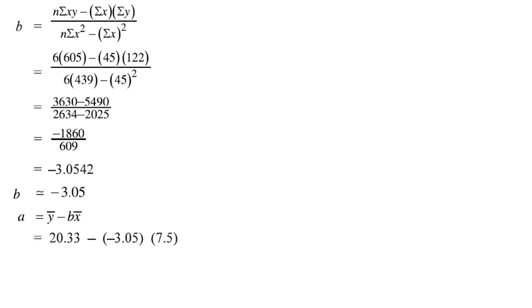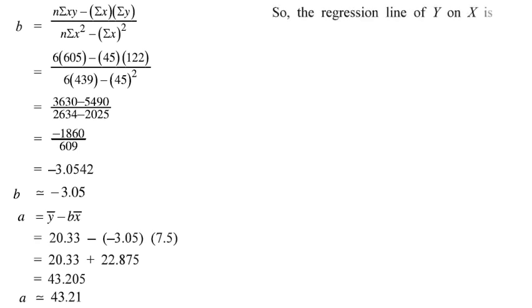Now B is negative and our equation also has a negative, so negative negative becomes positive, and when you add the two values, your answer for A will be 43.21. Now put A and B into our regression line of y on x, which is y cap is equal to A plus bx. Putting the values, a negative will be there because B is negative, so 43.21 minus 3.05x.